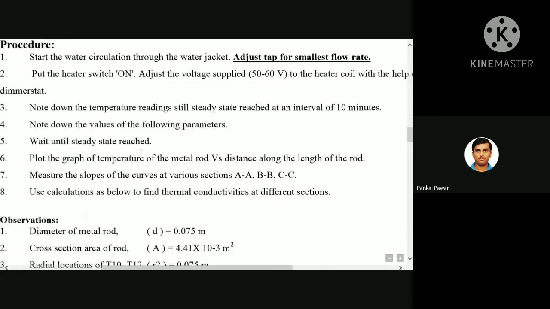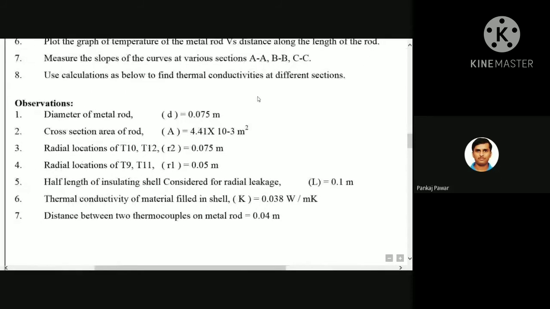Clear? You have to plot the graph of temperature of the metal surface versus distance along the metal rod. That graph also you have to plot. Then, based on the slopes, you will calculate the thermal conductivity at the different A, BB and CC sections. That we'll see in the actual calculation part later on.